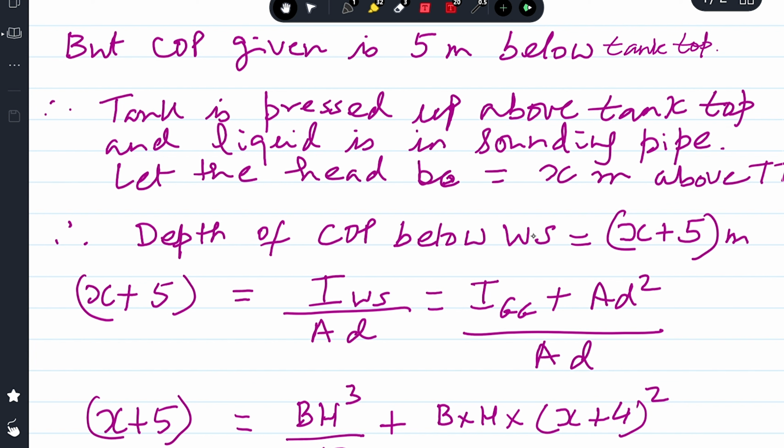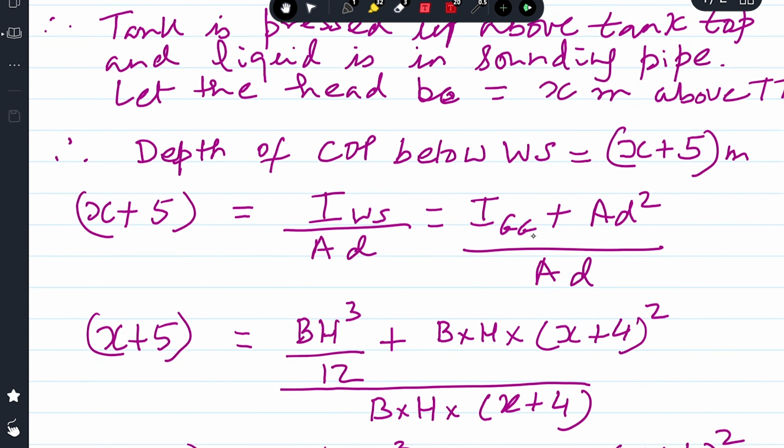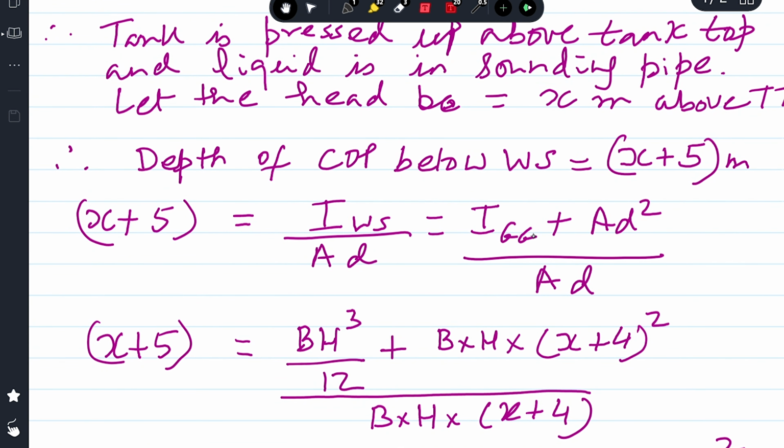So X plus 5 is equal to IgG of the immersed surface, which is BH cube upon 12. IgG is the moment of inertia about the axis passing through the centroid. The standard formula is LB cube upon 12, meaning BH cube upon 12. The whole liquid is above the tank top, so the complete bulkhead is immersed. So we will take BH cube upon 12 plus the area of the bulkhead which is immersed, B into H.